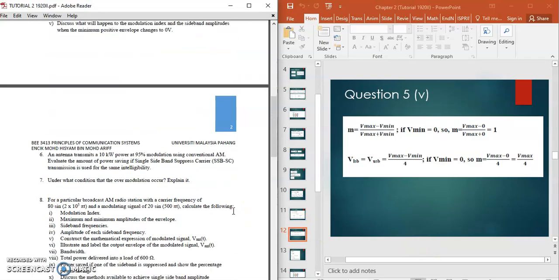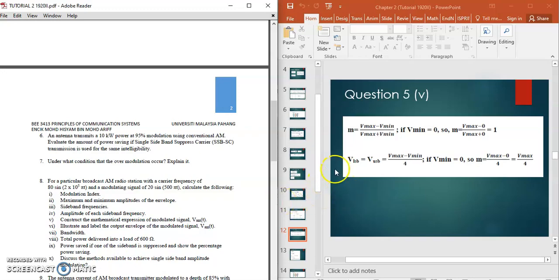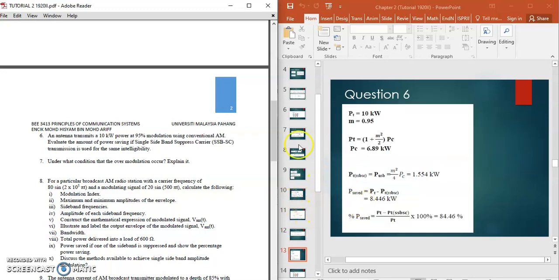Now we go to question number 6. An antenna transmits 10 kilowatt power at 95% modulation. You already know that small m means the modulation index, 0.95. Evaluate the amount of power saving in the single sideband suppressed carrier.